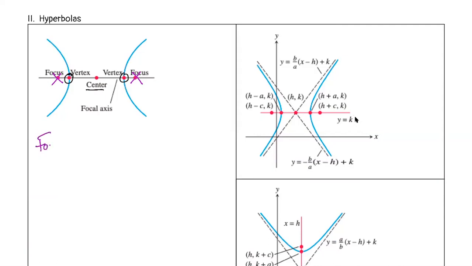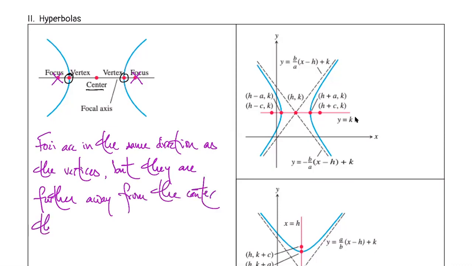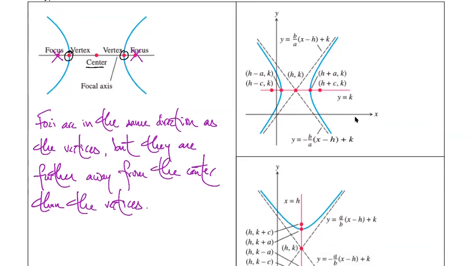That the foci are in the same direction as the vertices, but they are further away from the center than the vertices. Okay, so the foci are in the same direction as the vertices, but they are further away from the center than the vertices. So this is different than the ellipse, because in the ellipse, the foci were like on the inside, and now for the hyperbola, the foci are like on the outside, okay?